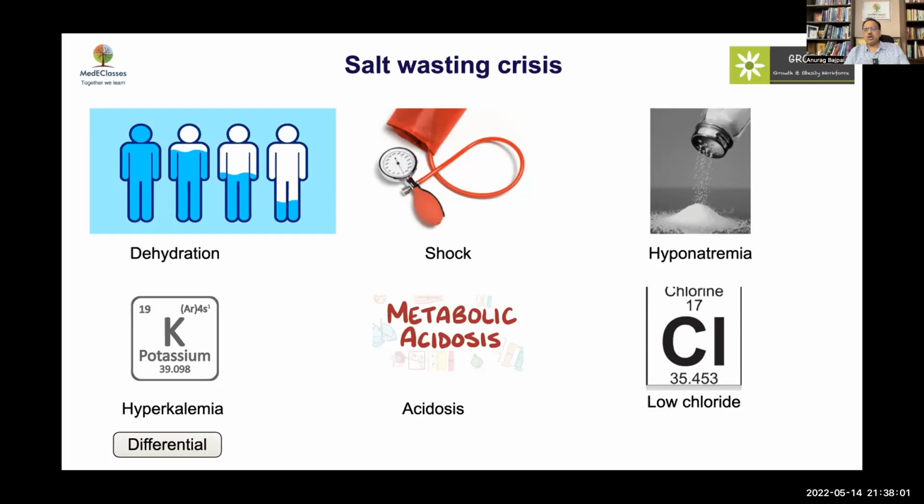Now, a very important differential of the salt wasting crisis is a renal abnormality, because that will also cause hyponatremia and hyperkalemia. That condition, however, will have an increased volume, while in salt wasting crisis, the volume is less. So if you look at hemoglobin, it will be low in renal failure, high in the setting of salt wasting crisis. Uric acid is variable in renal failure, because it can also cause hyperuricemia, but high in a salt wasting crisis.